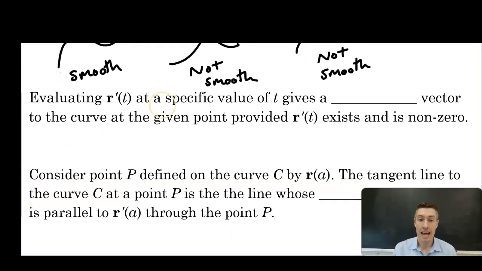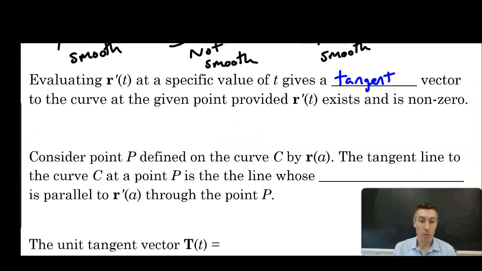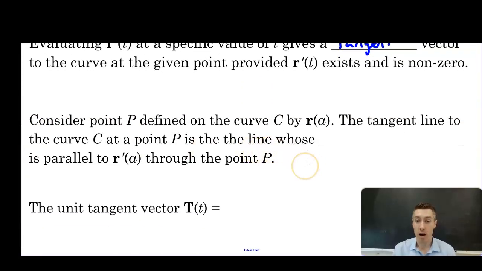Evaluating r prime of t at a specific value of t gives a tangent vector to the curve at the point provided, if r prime of t exists and is non-zero. So in single variable calculus, we have a lot of discussions about tangent lines. Now with vector functions, we're talking about tangent vectors. So r prime of t will give us a tangent vector to the curve at whatever point we're evaluating r prime of t at. So consider point P defined on the curve C by r of a.